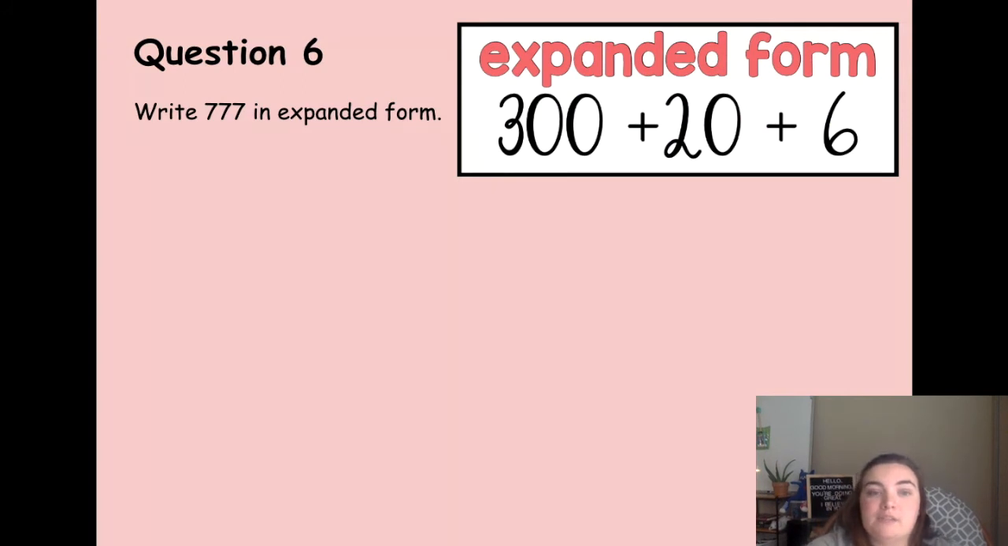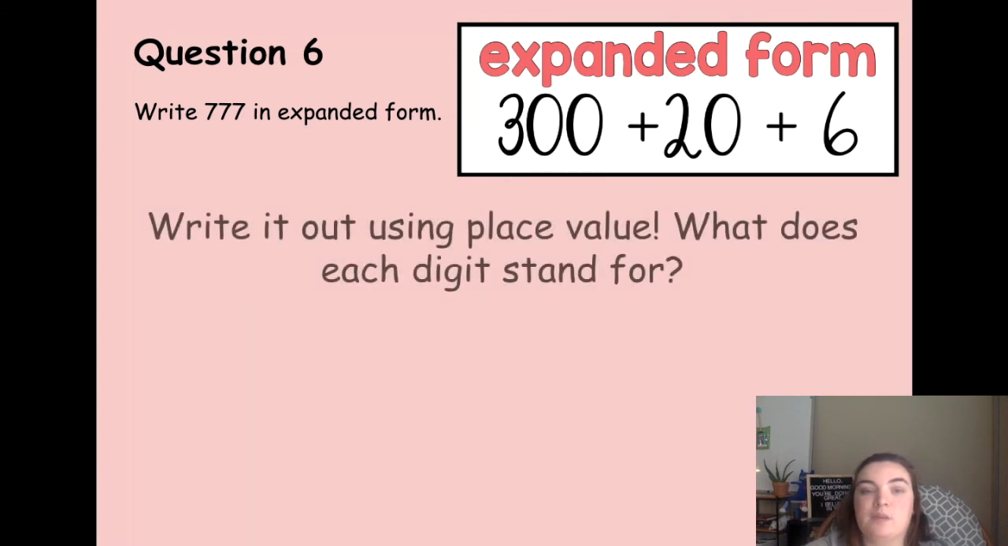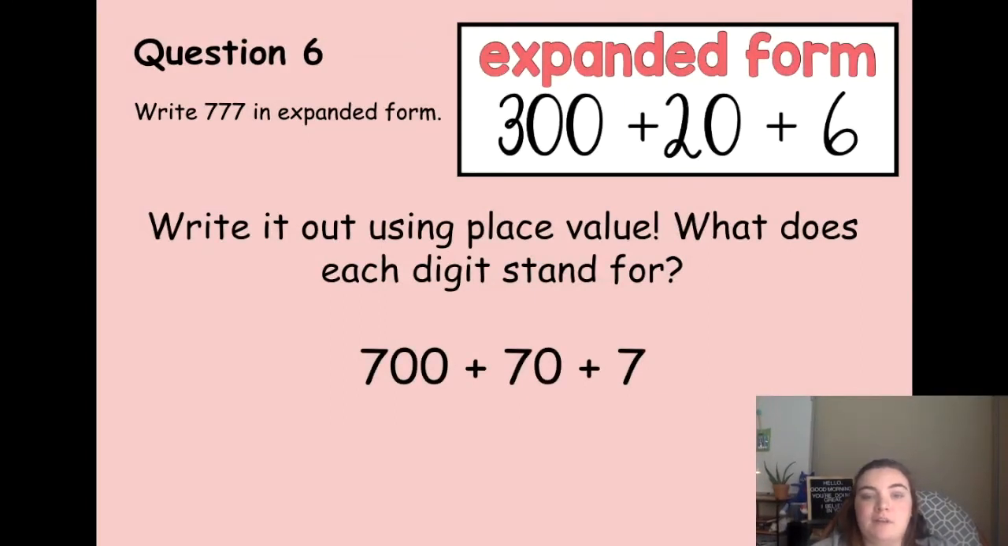All right, number 6 asks us to write 777 in expanded form. The example gives us 300 plus 20 plus 6 to get 326. So we need to write it out using place value. We need to figure out what each digit really stands for. So that should be 700 plus 70 plus 7.